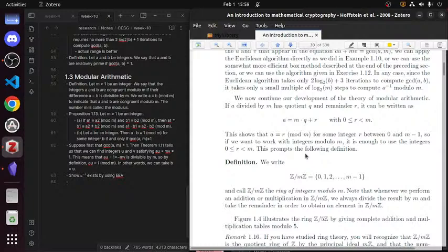Sorry, I'm taking notes on my side. So this shows, this is the part I wanted to get down, A is congruent to R mod M for some integer R, where R is between 0 and m minus 1. So if you want to work with integers modulo m, it is enough to use the integers between 0 and m. Yeah, that's obvious. Okay, wait. That's obvious. Sorry.